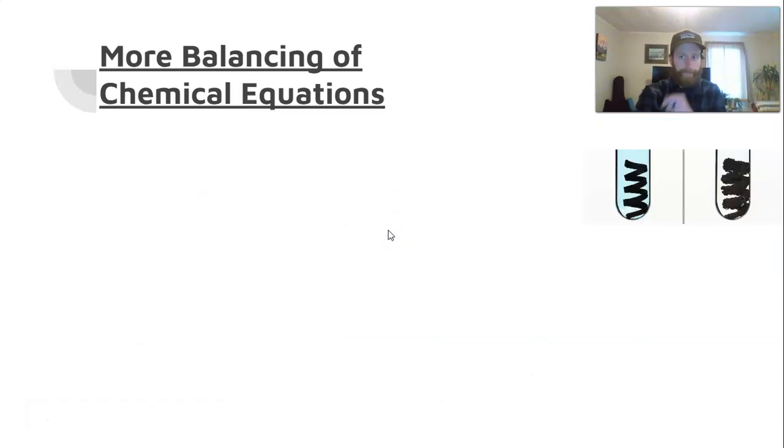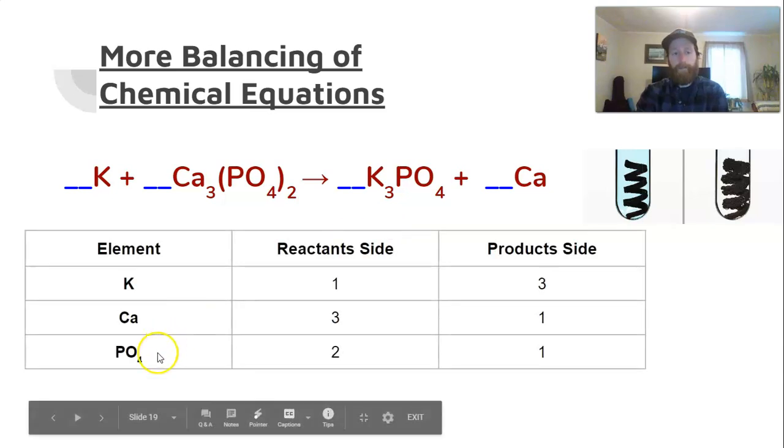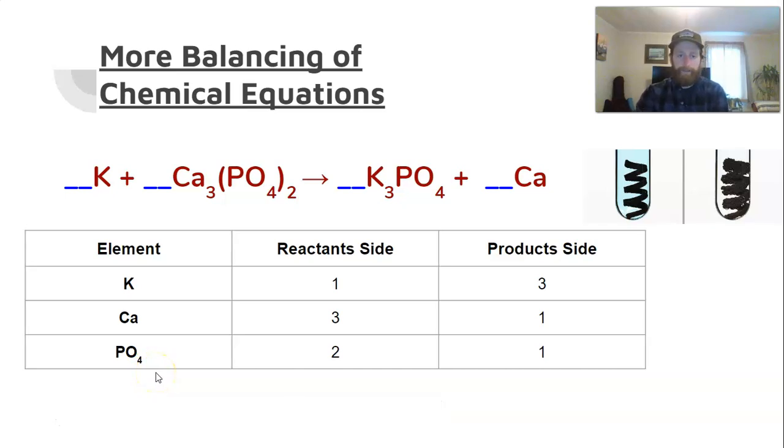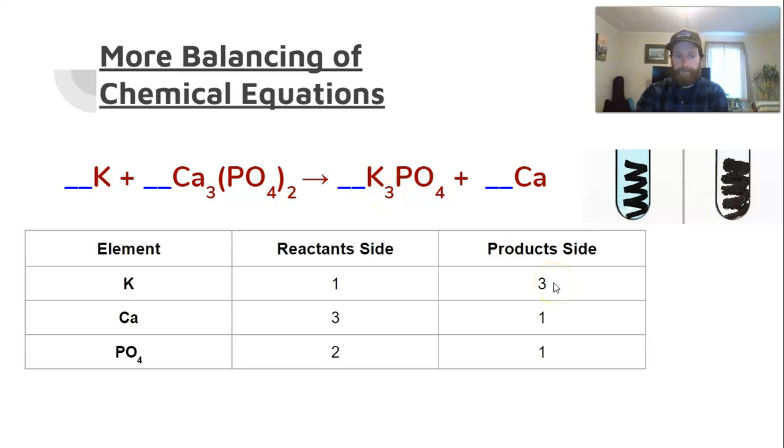Let's do one more. In this particular problem, we have a single replacement reaction of potassium and calcium phosphate. I intentionally wanted to do one with a polyatomic ion in it to show you what I mean about counting the polyatomic ion as a whole. So I'm treating PO4 as a single packet, and I'm counting it as a single packet. So when I do my tally here, I've got 1 potassium on the left, 3 potassium on the right, 3 calcium on the left, but only 1 calcium on the right.